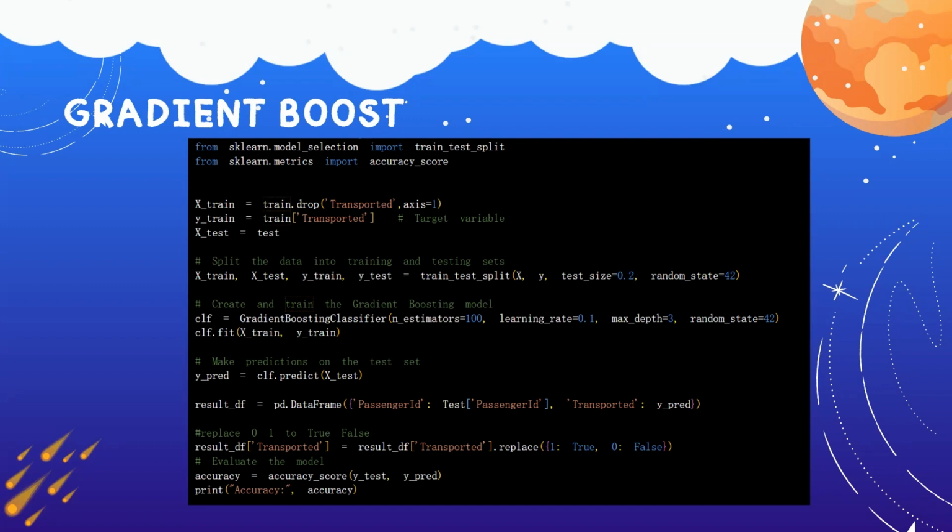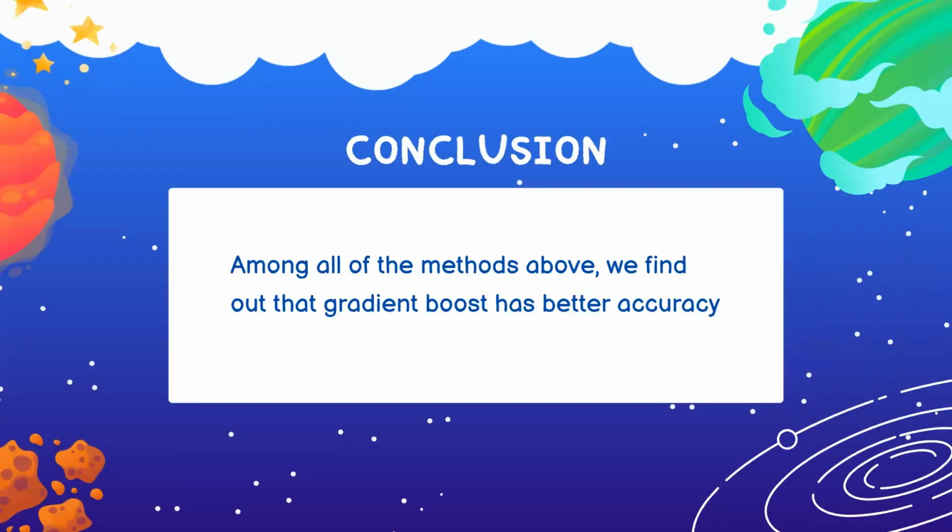And on the screen, it shows the gradient boost code. We first split the data into training and testing sets and create and train a gradient boosting model. And we make predictions on the test set. Okay, let's move on to the next page.